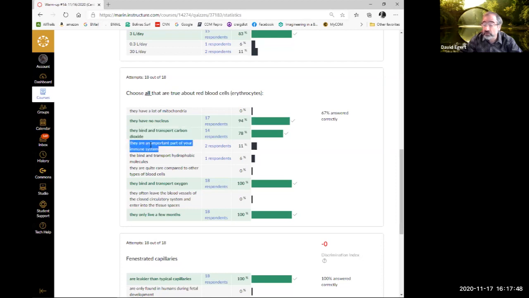They are not part of your immune system. Those are the white blood cells that we'll look at in more detail when we do the immune system. They do not bind and transport hydrophobic molecules. Those are like the globulins we talked about, the alpha globulins, the beta globulins, and other specialized transport proteins that bind and move things through the blood. Everybody got that they bind oxygen and only live a few months because of no nucleus. And they're recycled. We talked about that.